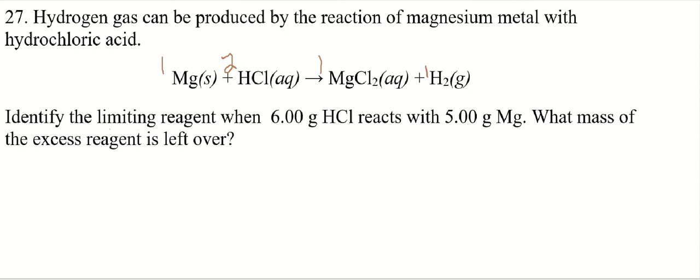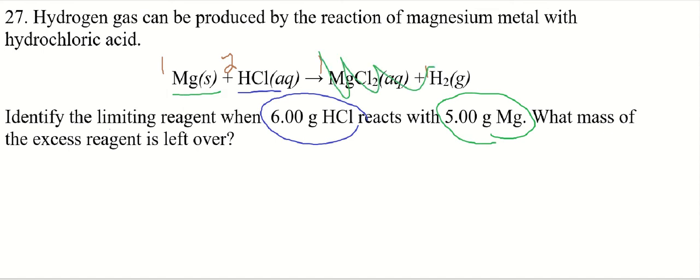So in this problem, they're giving you a certain amount of HCl right there. That's a reactant. And then a certain amount of magnesium, which is another reactant. They're not even asking you for the product, so it doesn't matter what's on the right side. They are asking you to figure out which one of these is going to run out first.